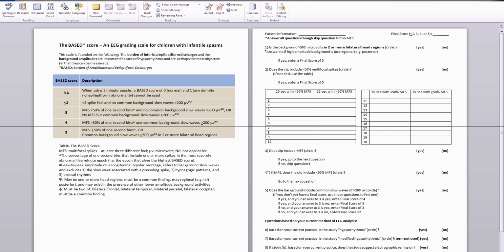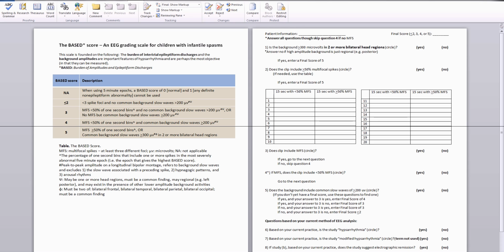We use a score of less than or equal to 2 because the current study utilizes 5-minute EEG epochs and not the entire EEG study. Thus, a BASE score of 1 for any definite non-epileptiform abnormality and 0 for normal cannot be used when assessing only 5-minute epochs. We will use EEG examples to illustrate how to use the BASE score.